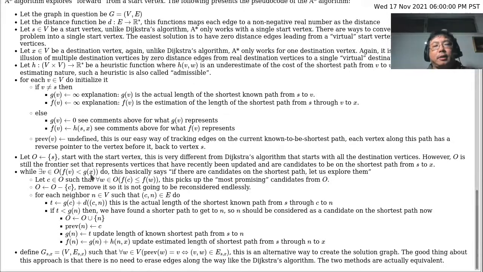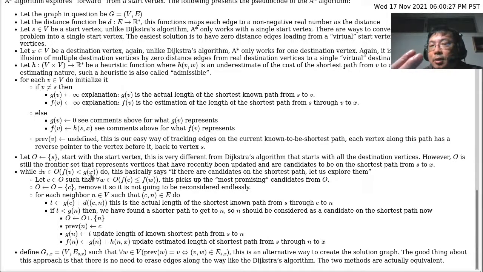There is an alternative A star algorithm, and that one relies on the heuristic function having an additional property. In addition to being admissible, which means the heuristic function cannot overestimate, it also states that the heuristic function has to be, what is the term for that?